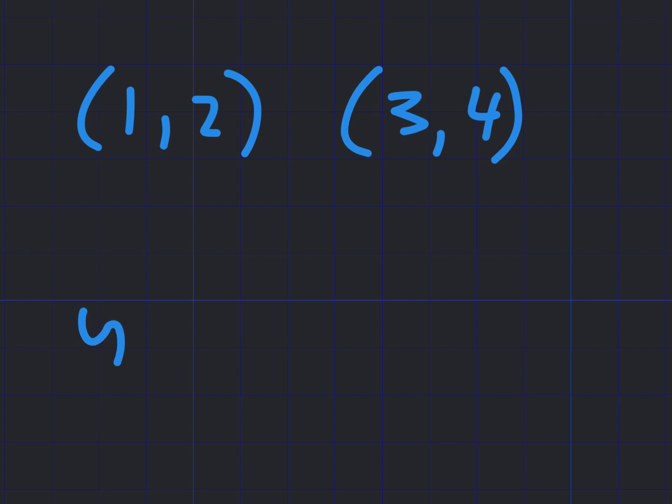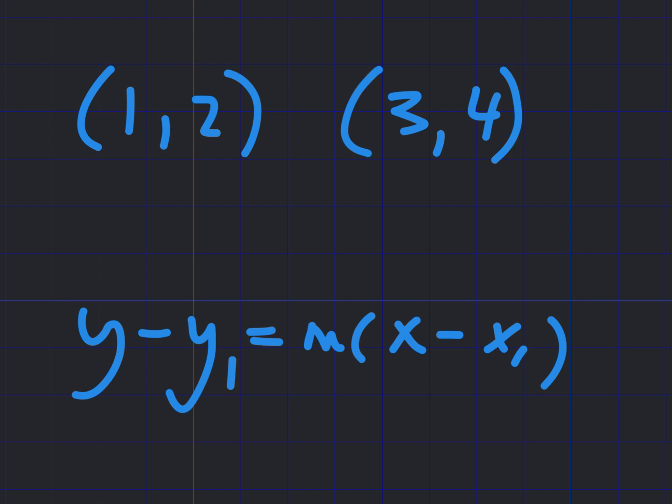Y minus y1 equals m times x minus x1. There's the place for the slope. So once you figure out the slope, it goes here. Once you figure out the point, it'll go there and there. Just make sure you don't mess up the point. It's so often that people say, okay, I'm going to use the 1, 2 point. You can do that, but don't put the 1 in the first spot. The 1 is an x.